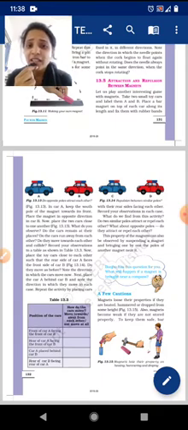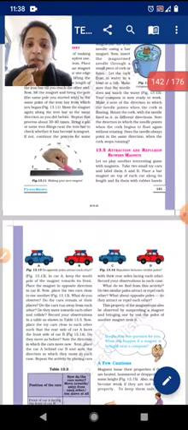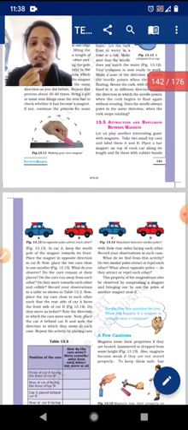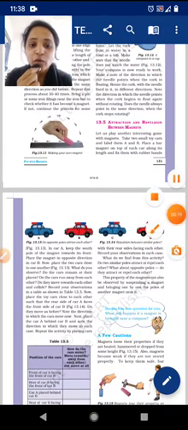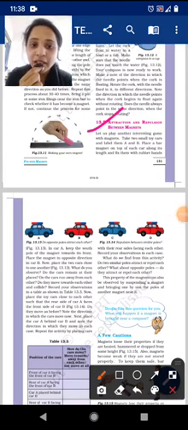Students, we were in chapter number 13, Fun with Magnets, on page number 131. In our previous video, we completed activity 6. Today we'll start from 13.5, Attraction and repulsion between the magnets.